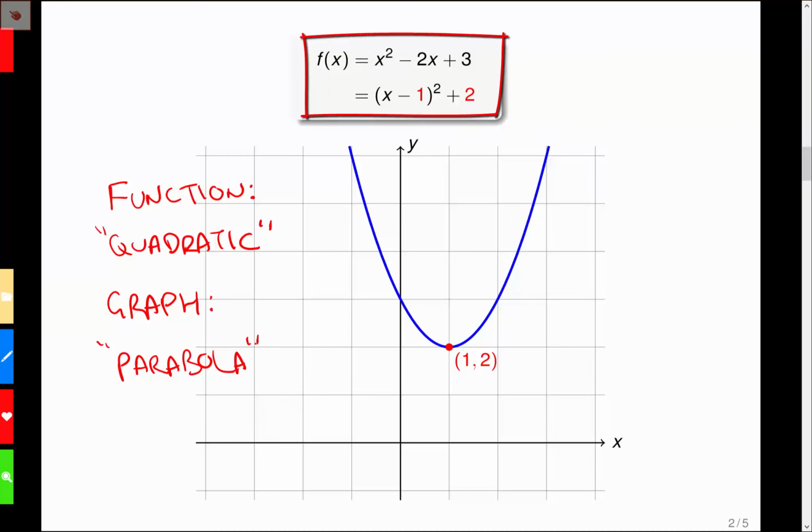So given the formula for the quadratic function, how do we sketch its associated parabolic curve? What are the methods involved? First of all, notice that the vertex of this parabola, which is where the parabola crosses its axis of symmetry, is located at the point (1, 2). Now observe that the x value 1 and the y value 2 also seem to appear in the formula for the function, in the form after you complete the square.